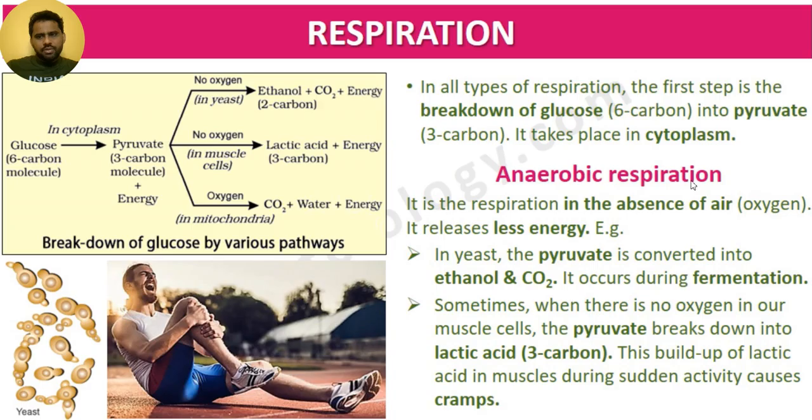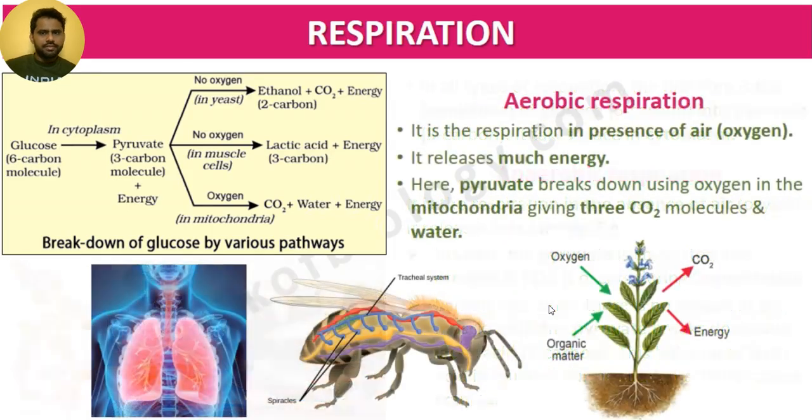Now we study what is anaerobic respiration. Anaerobic respiration is respiration in the absence of air, oxygen. It releases less energy. In yeast, the pyruvate is converted into ethanol and CO2. It occurs during fermentation. Sometimes when there is no oxygen in our muscle cells, the pyruvate breaks down into lactic acid, which is 3-carbon. This build-up of lactic acid in muscles during sudden activity causes us cramps. Just what I had explained. Now let's move ahead.